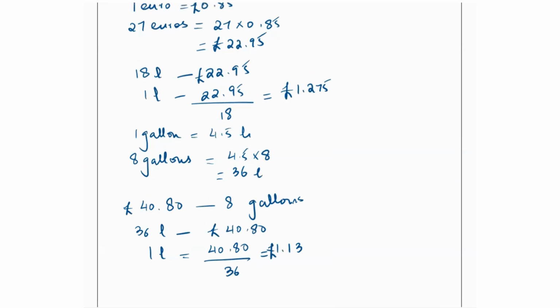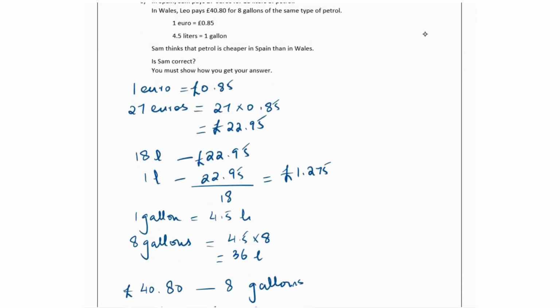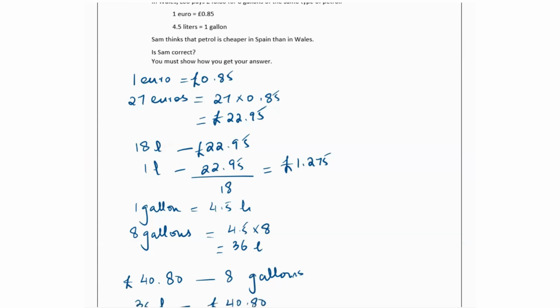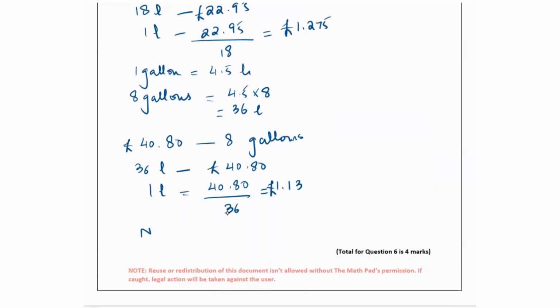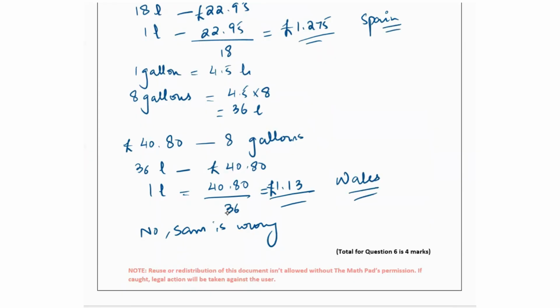So the question was saying, is Sam correct? Because Sam thinks that petrol is cheaper in Spain than in Wales. No, Sam is wrong. And we can already prove that from the 1 liter cost. This is in Spain and this is in Wales. It's cheaper in Wales. That's why Sam is wrong.